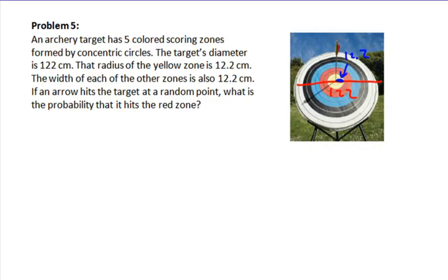If an arrow hits the target at a random point, what is the probability that it hits the red zone? So looking at that, why don't you try to do that on your own? But this would also be 12.2 then. I'll bring that over here, 12.2.